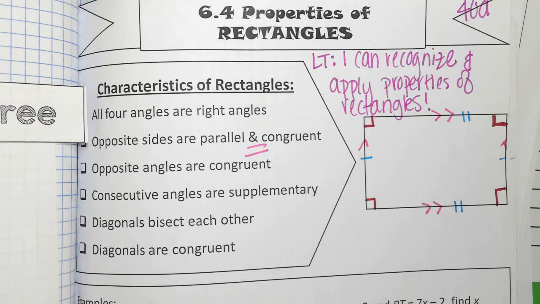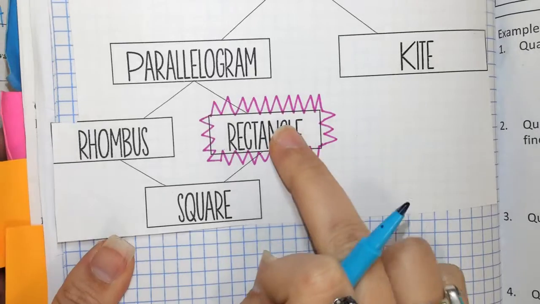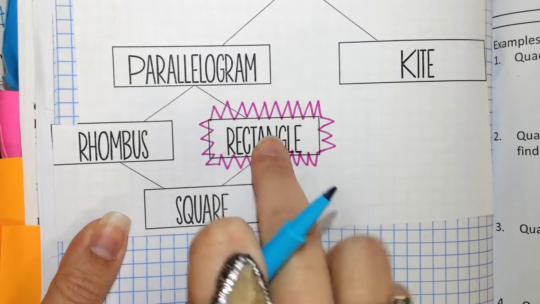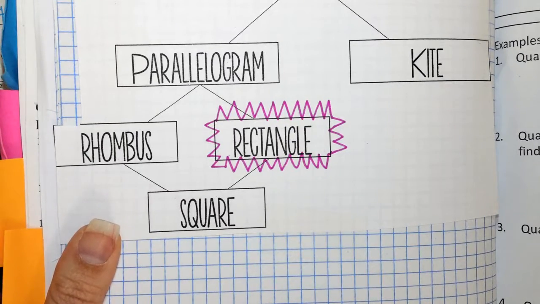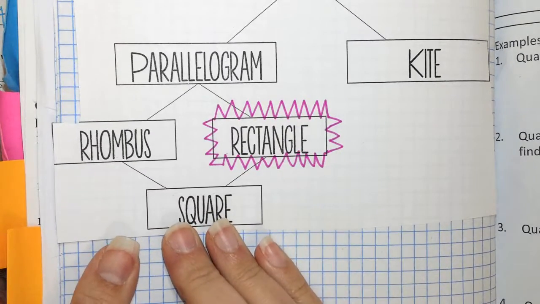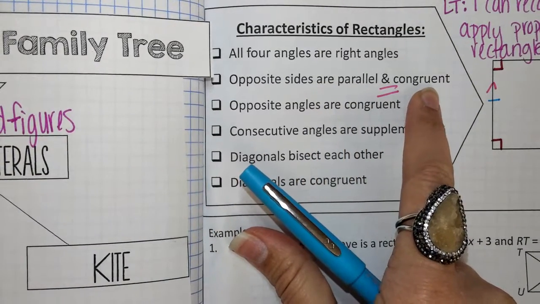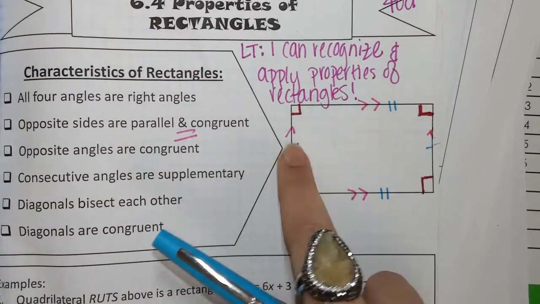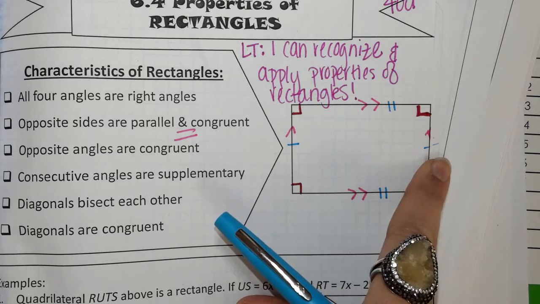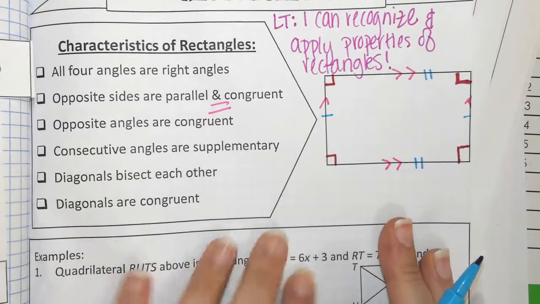If they were all congruent, what would it be? A square. And are all rectangles squares? No. Look back at our thing. All rectangles are not squares, but all squares are rectangles. Does everybody understand? Well, when we get to properties of squares, it'll help you. But you know that squares have opposite sides that are parallel and congruent, right? They're just all congruent to each other. But on a rectangle, opposite sides are congruent.